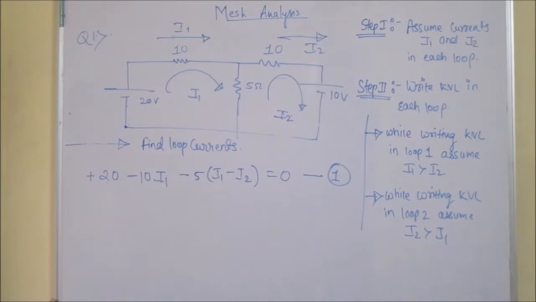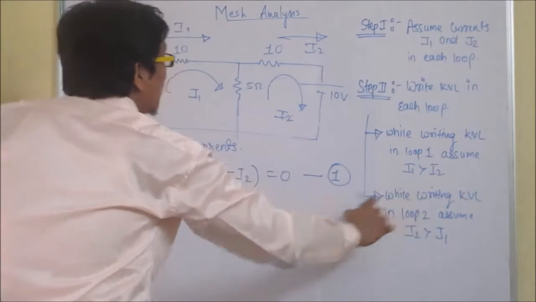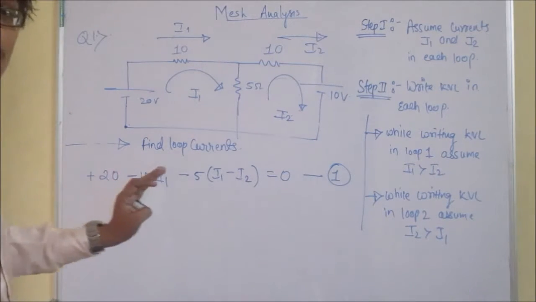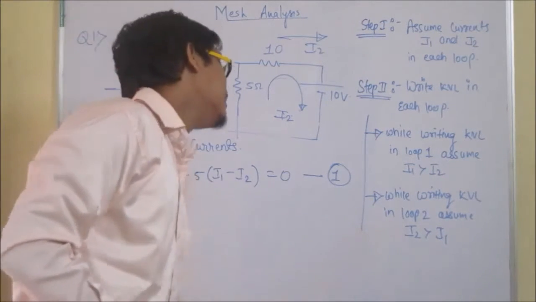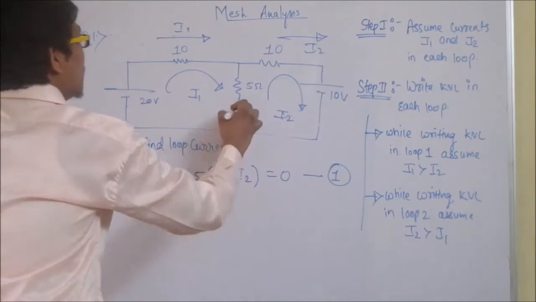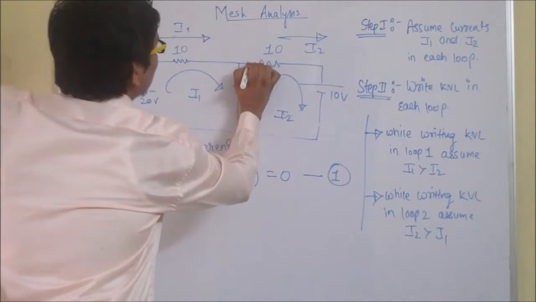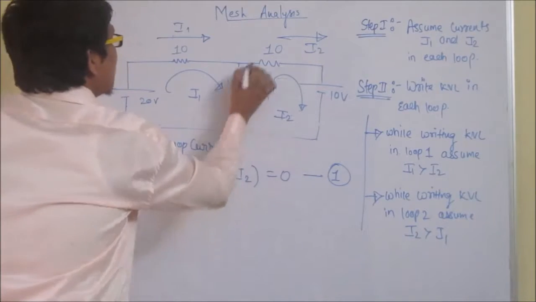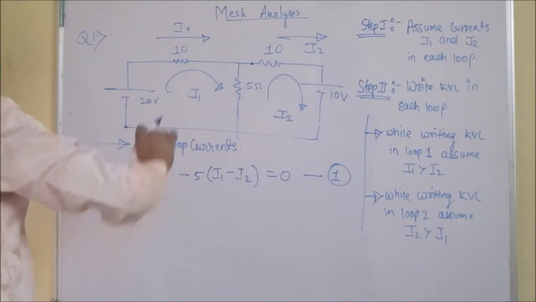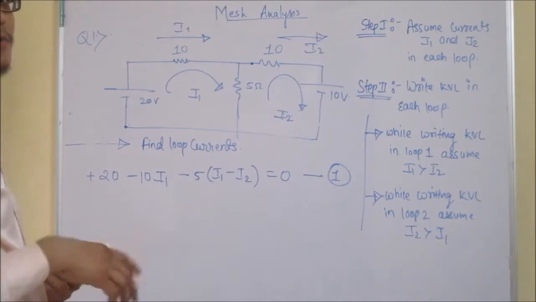Now, next, we will be writing KVL for loop 2. While writing KVL for loop 2, we will assume that I2 is greater than I1. While moving from here, we know that I will consider this point and again come back to this point. I2 is going through the 10 ohm resistor, and while going through any resistor, there is a potential drop.